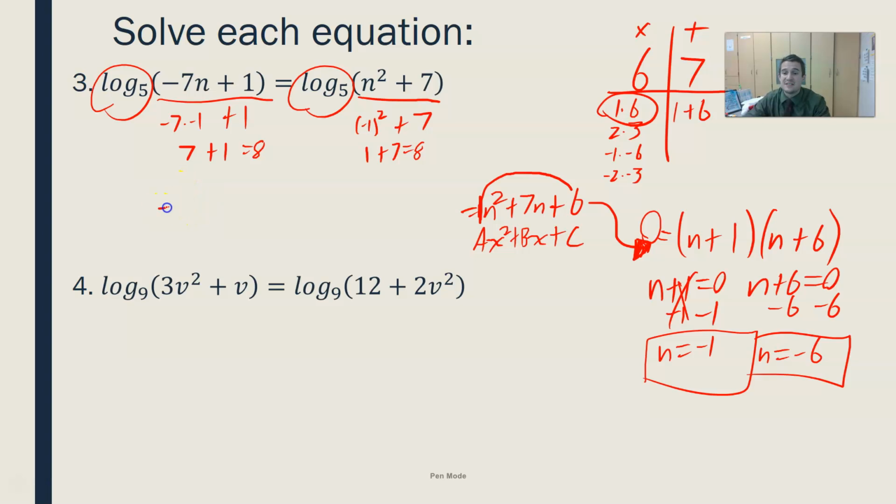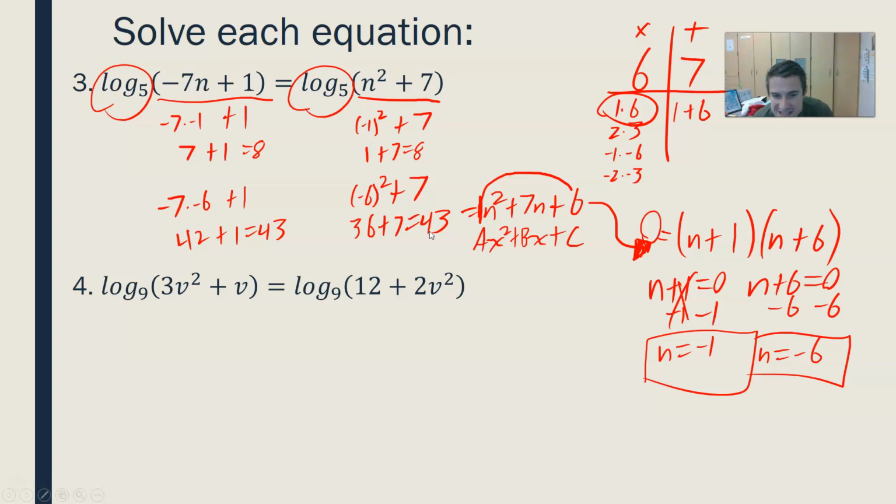If I plug in negative 6, I get negative 7 times negative 6 plus 1, negative 6 squared plus 7. Negative 7 times negative 6 is 42, plus 1 is 43. Negative 6 times negative 6, or negative 6 squared, is 36, plus 7 is 43. So I indeed get the correct answer on both sides. Log base 5 of 43 equals log base 5 of 43. Double check my work. We're all good.